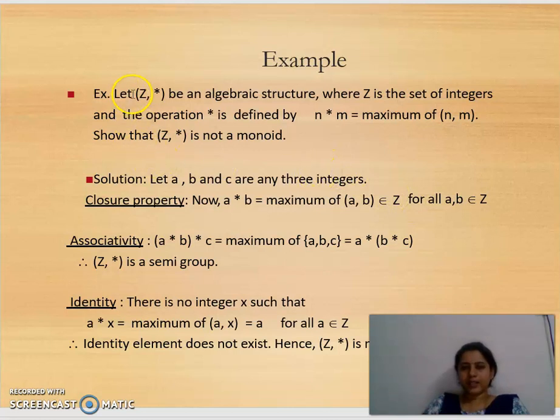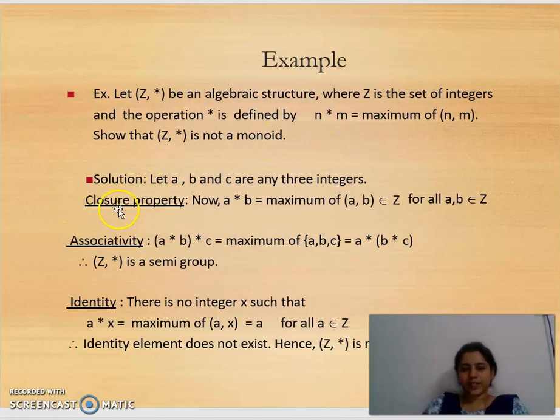An example: let's take (Z, *) as an algebraic structure where Z is the set of all integers and the operation * is defined by m * n = maximum of (m, n). So the m * n operation means you have to pick the maximum element from m and n. Show that it's not a monoid.